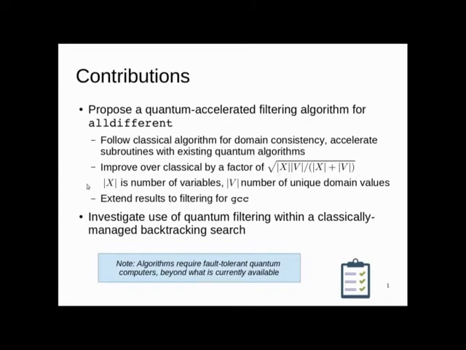the cardinality of x is the number of variables and the cardinality of v is the number of unique domain values. We also extend our results for the all different global constraint to filtering of the global cardinality constraint, showing an equivalent improvement in worst case complexity. Lastly, we investigate the use of quantum filtering within a classically managed backtracking search and comment on some of the issues in doing this. I want to note that the algorithms in this presentation require fault-tolerant quantum computers beyond what is currently available and thus cannot be immediately implemented.